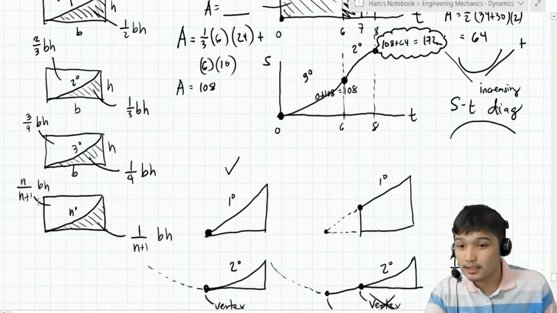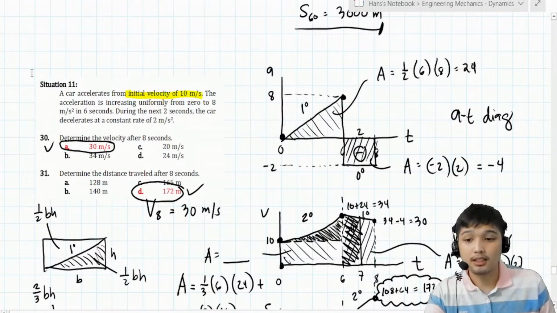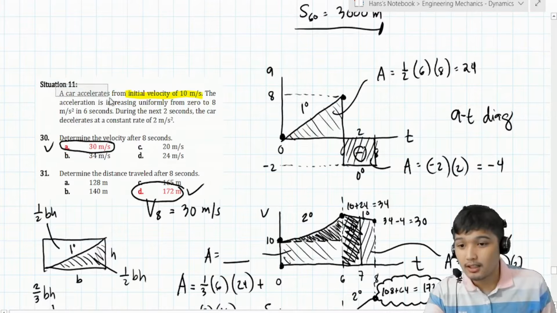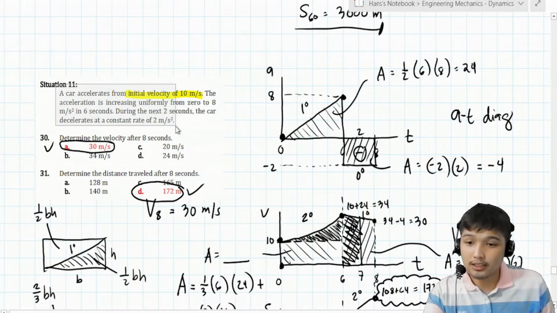So, next, eto pa, no? Apply rin natin siya dito, guys. Situation 11. Basahin nga natin, guys. A car accelerates from initial velocity of 10. So, the acceleration is increasing uniformly from 0 to 8 meters per second squared in 6 seconds. During the next 2 seconds, the car decelerates at a constant rate of 2 meters per second squared.